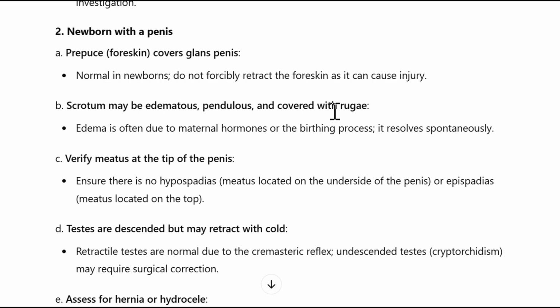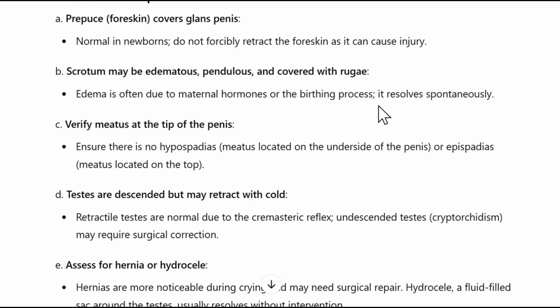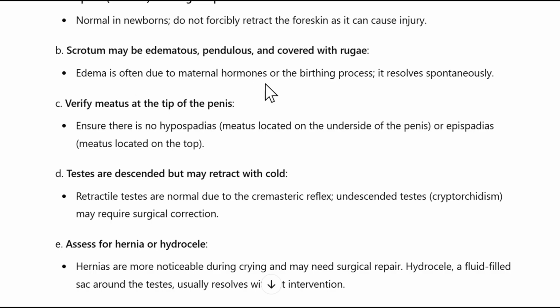B. Scrotum may be edematous, pendulous, and covered with rugae. Edema is often due to maternal hormones or the birthing process. It resolves spontaneously. C. Verify meatus at the tip of the penis. Ensure there is no hypospadias, meatus located on the underside of the penis, or epispadias, meatus located on the top.